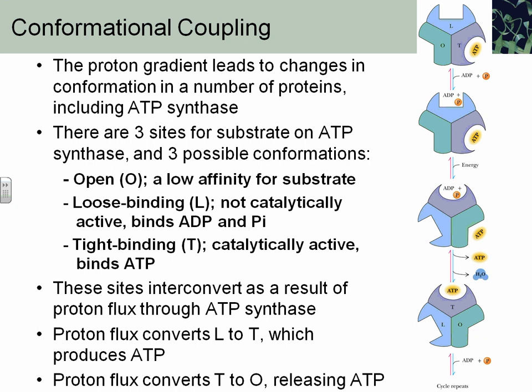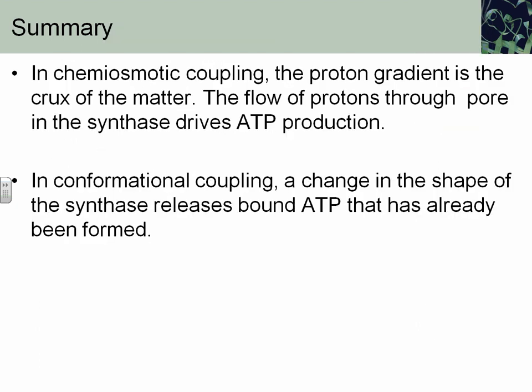So you can think of this almost as a motor protein that is turning. When it turns once, it has nothing. Turns again, grabs an ADP and a phosphate. Turns again, puts the ADP and the phosphate together, producing ATP. Turns again, now it's back to the doesn't want to bind anything, so it spits out that ATP, and ATP has now been produced.